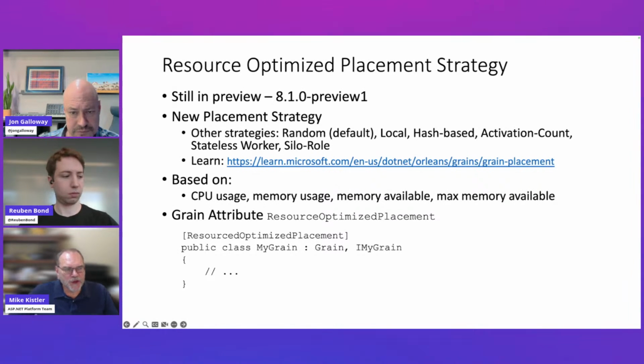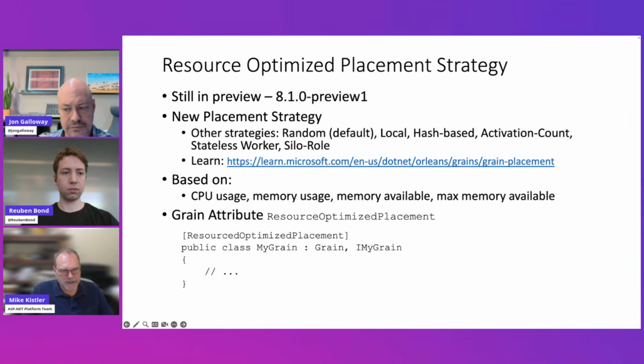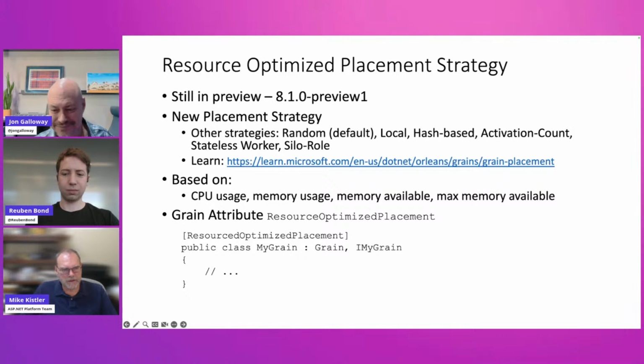All right. So those were the two features that are available today. They were released in 7.2 initially. And of course, they were carried forward to .NET 8, Orleans 8.0. In the preview, we now have a new feature called Resource Optimized Placement Strategy. And as I said, this is a new placement strategy. It goes alongside the other placement strategies that are already there, which were random, local, hash-based, activation count, stateless worker, and silo role.